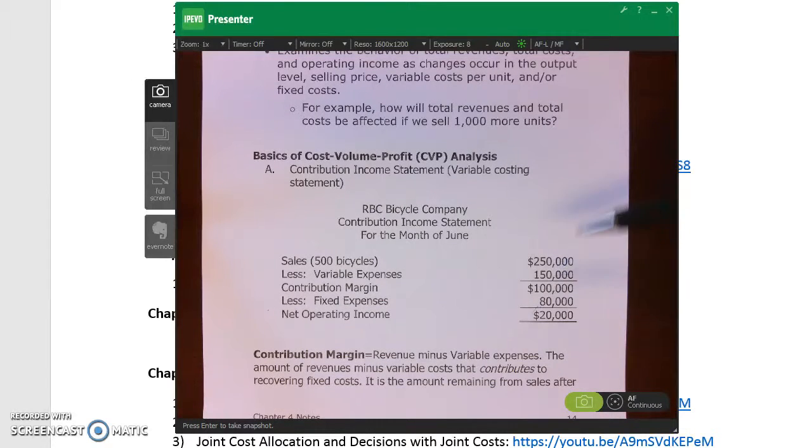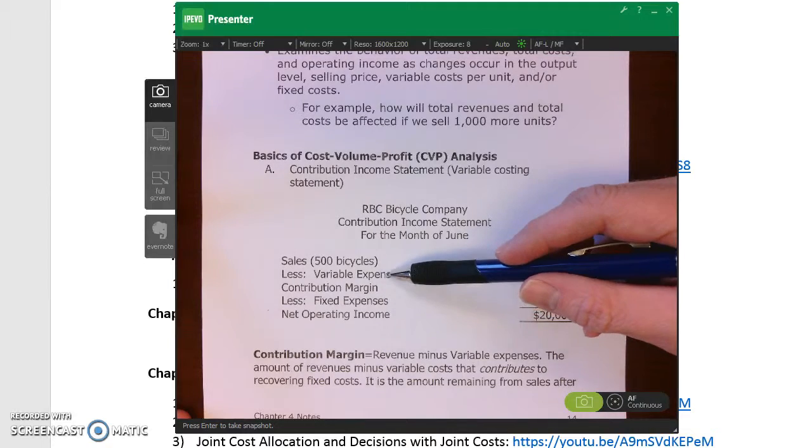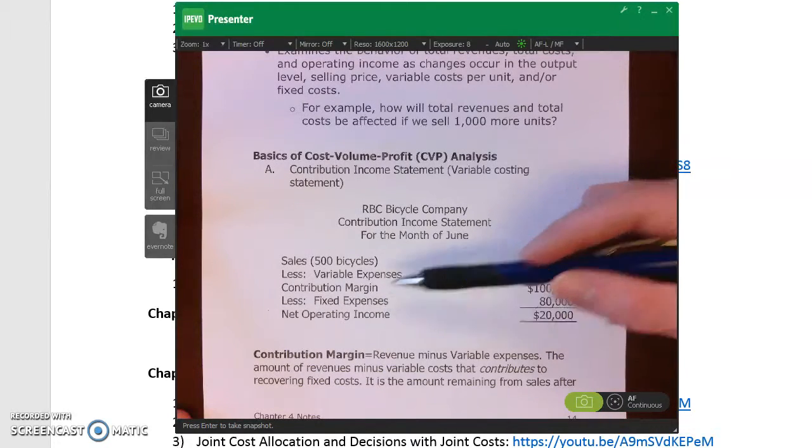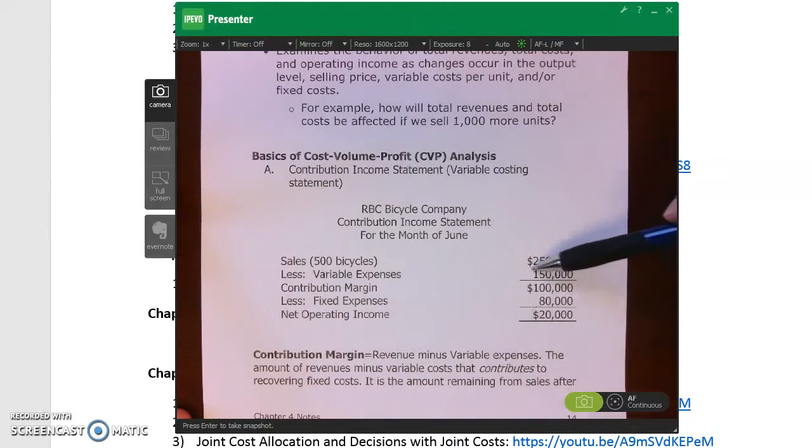which separates out our costs, our expenses, by variable and fixed expenses. So these are all variable expenses, regardless of whether they're product or period expenses. So this could include commissions and direct materials. Commissions would be variable period, and direct materials would be variable product.